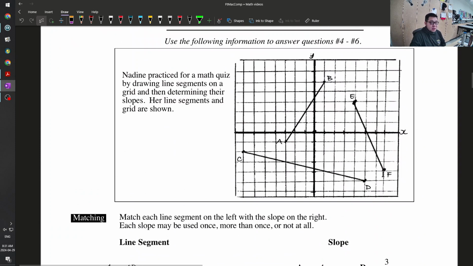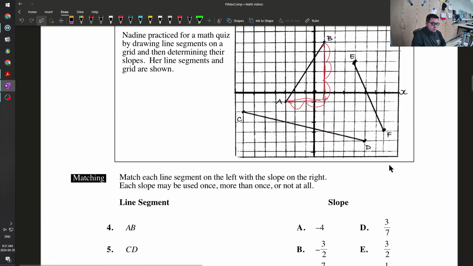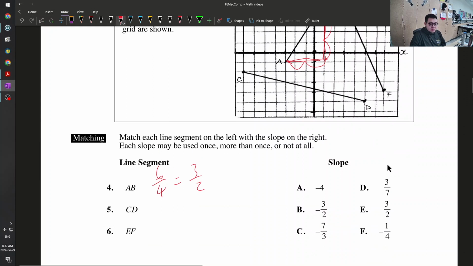So line segment AB, rise over run. So rise is 2, 4, 6. Run is 2, 4. So rise over run, 6 over 4, which is equal to 3 over 2. E.